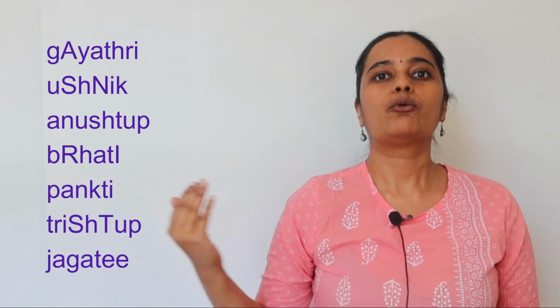In Vaidika Chandas, there are 7 main Chandases which are Gayatri, Ushnik, Anushtup, Brihati, Pankti, Trishtup and Jagati.